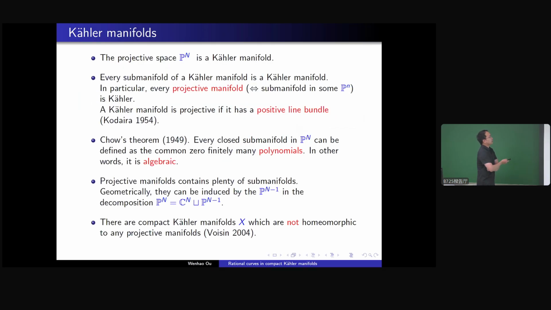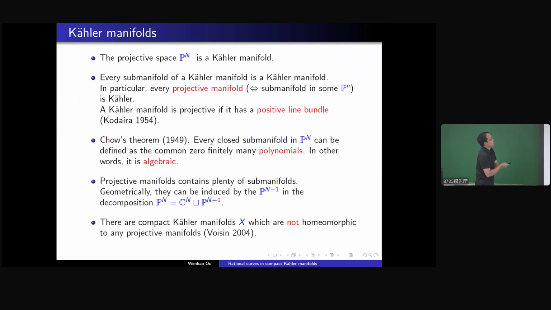Now let's look at some examples of Kähler manifolds. The projective spaces we have just seen are compact Kähler manifolds. Indeed, on this projective space there is the so-called Fubini-Study form, or Fubini-Study metric, which is the standard Kähler form or Kähler metric on this projective space.